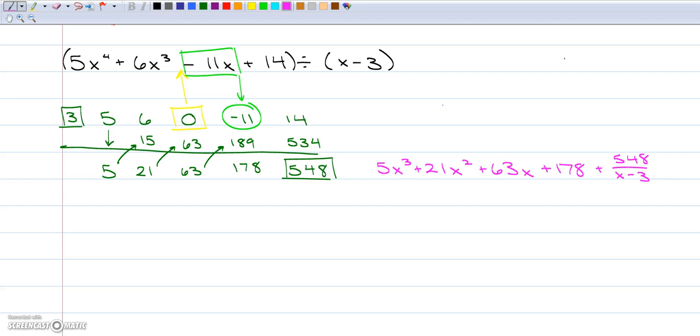Go ahead and pause the video, check with each other, make sure that you understand. I'm going to check with my wife to see if she needs help opening this jar of pasta sauce right now.